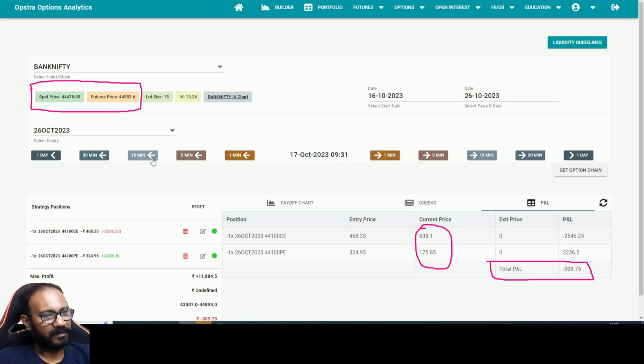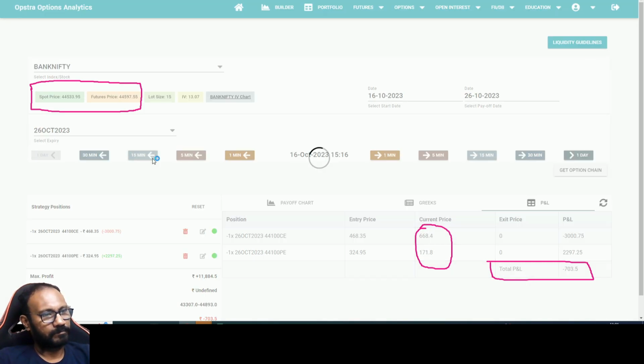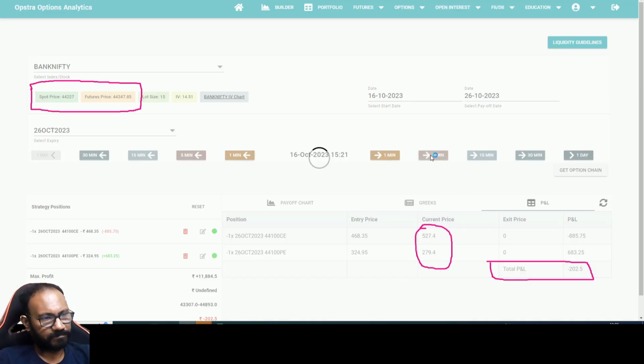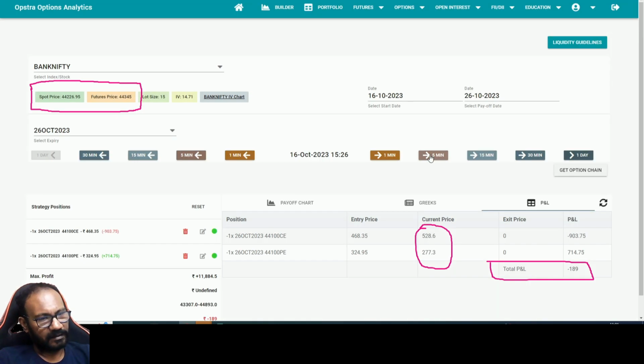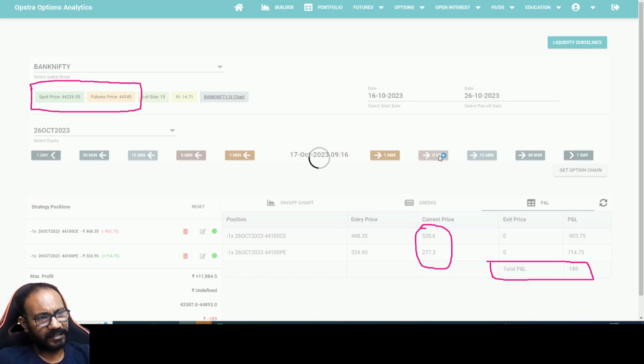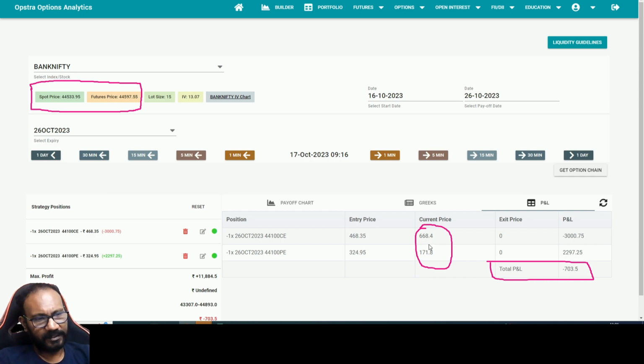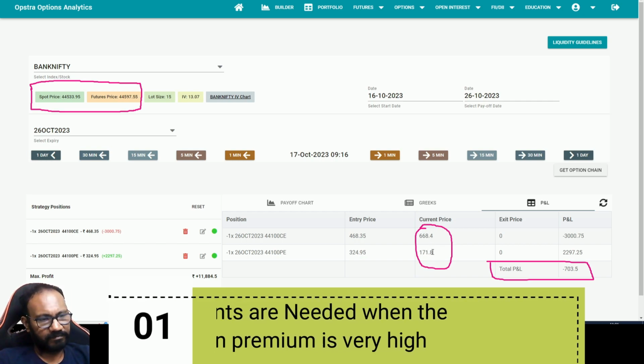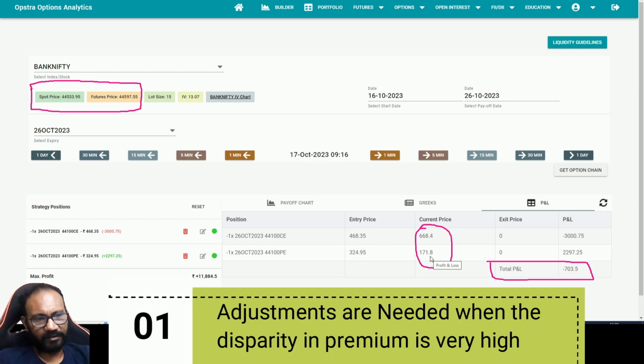So what happened? The previous day we closed at a reasonable price, but the next day there was a huge gap up. So there is already a big premium difference, correct? At least 400 points of difference have come, about 450 points between the call and the put.